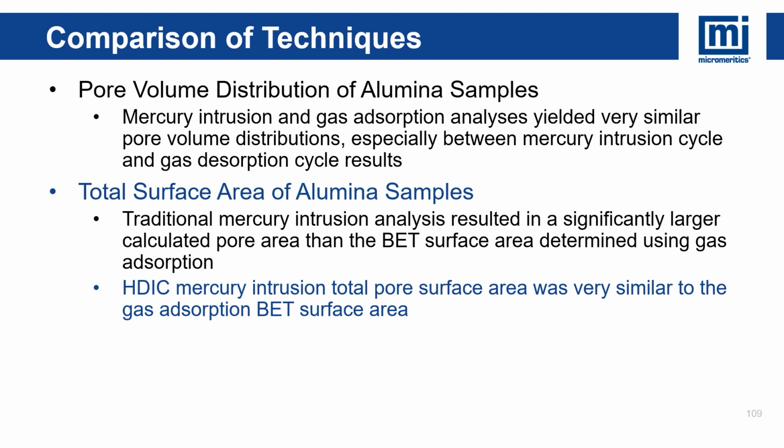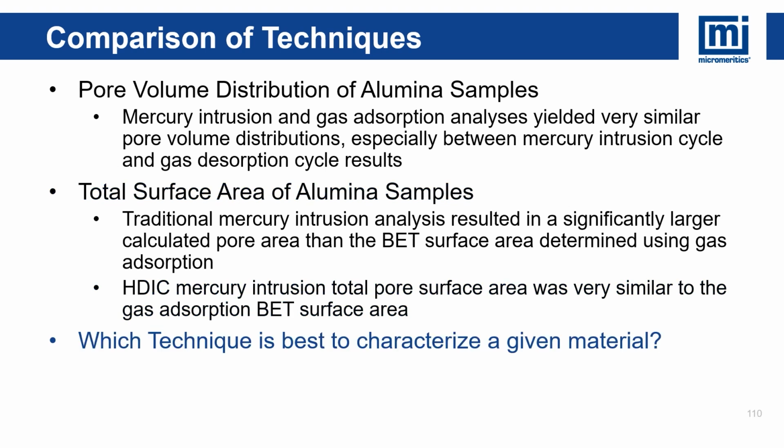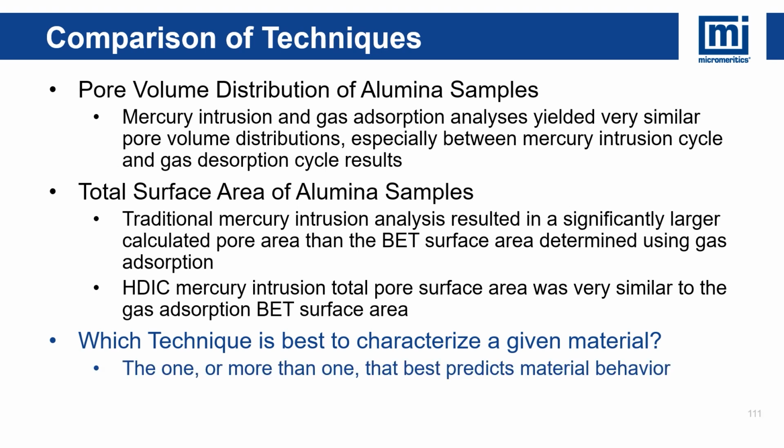So we must ask the question, which technique is best to characterize a given material? It is the one or more than one that best predicts the material's behavior. Two techniques are going to be better than one. Three techniques are going to be better than one. Some are going to be better with some parameters than others, but they're all going to build a more complete picture of the sample that we have under test.